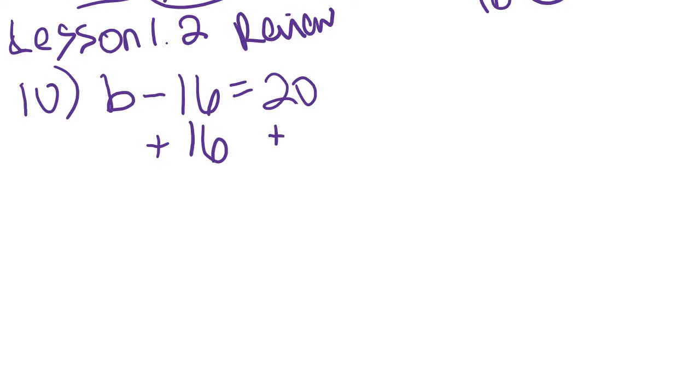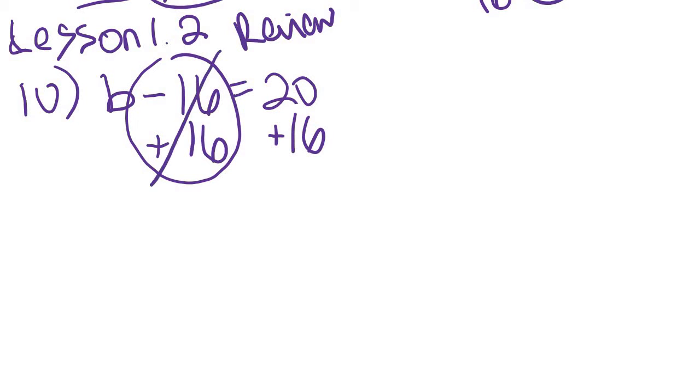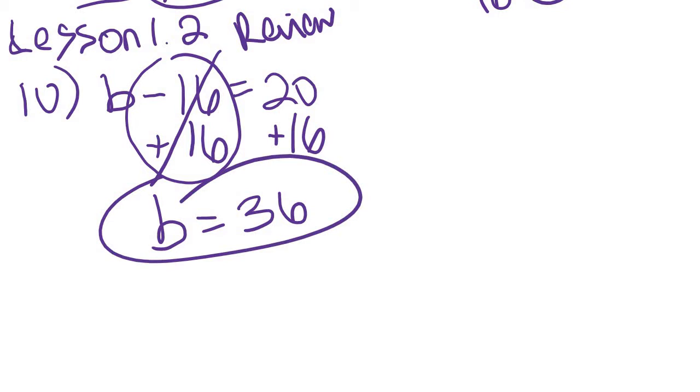What we do to one side of the equal, we must do to the other. So I have a negative 16 and a positive 16. Those cancel out to make 0. We're going to write our b. And then we have 20 plus 16, which is going to give us 36. And that is our answer.